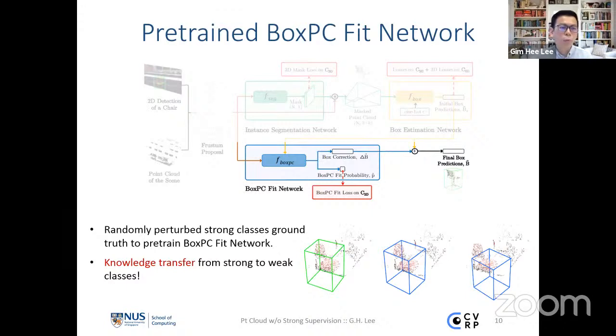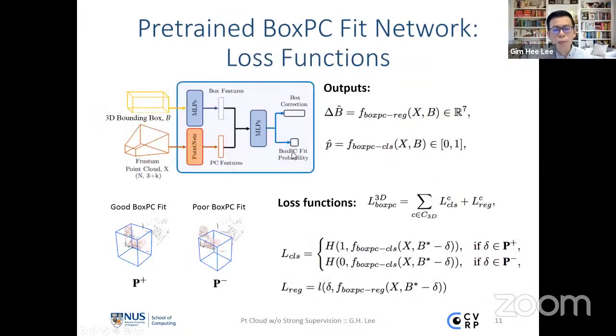So our main contribution here is that we add a pre-trained box PC fit network to the main backbone branch over here, such that we can supervise the transfer of the knowledge from the strong classes to the weak classes. The idea behind this is that we are training this box PC network to predict 2 things. Given the predicted 3D bounding box from the main branch, as well as the input frustum point cloud, which we denote as X over here, we want to first predict the box correction, denoted as delta B over here. We can use this delta B to correct the initial prediction that is given to this pre-trained box PC fit network, as well as a probability value over here.